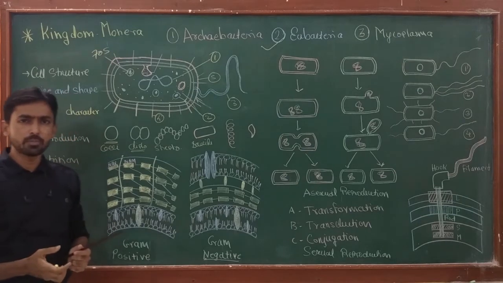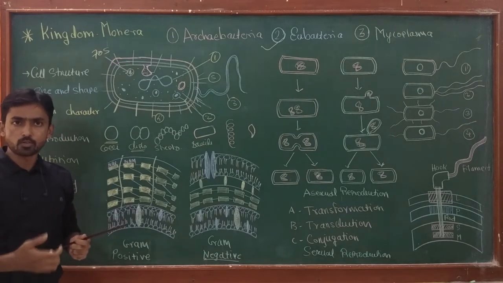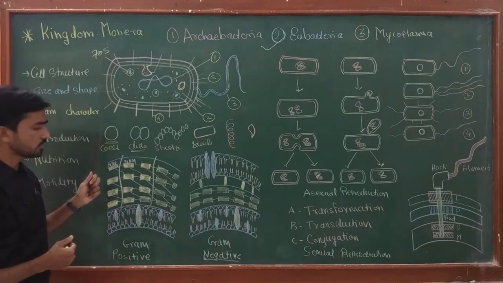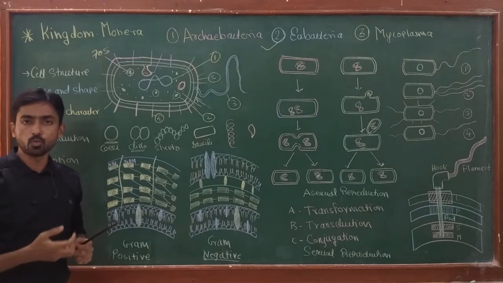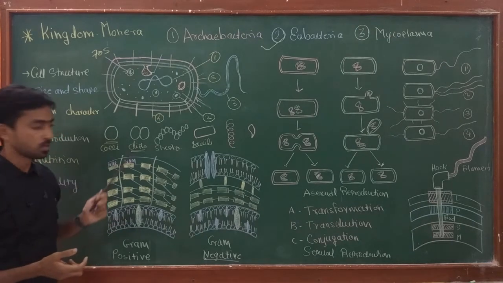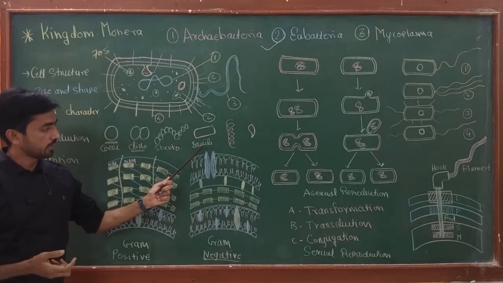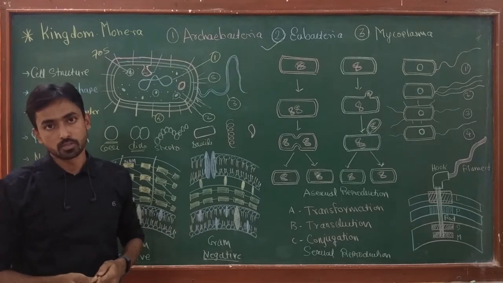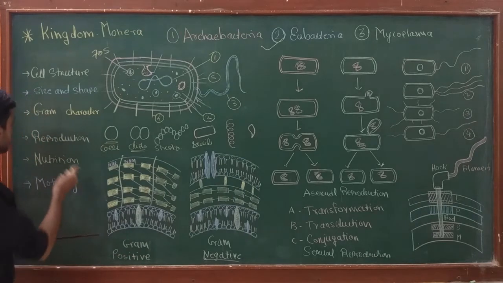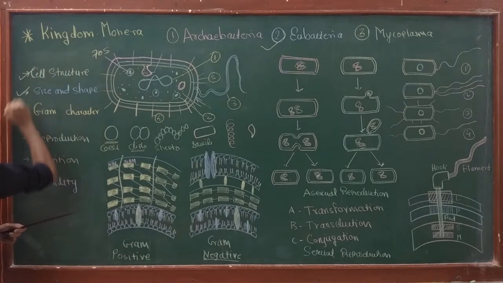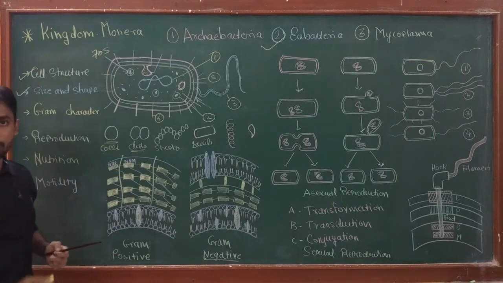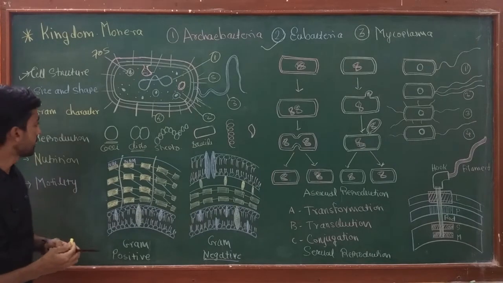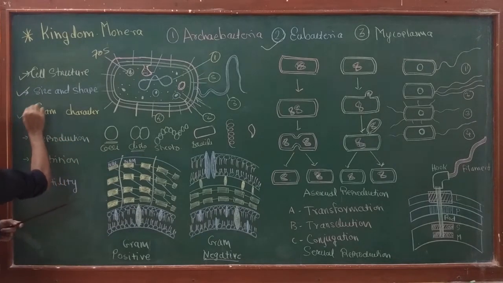Generally, the size of the bacterial cell varies from bacteria to bacteria. For example, cocci show a diameter of 0.25 to 1.25 micrometers, while bacteria like bacillus show a length from 1 to 3 micrometers. So we have discussed the cell structure, size and shape of the prokaryotic eubacteria. Now I'm going to focus on gram character.